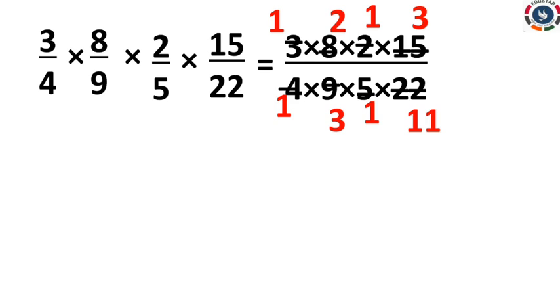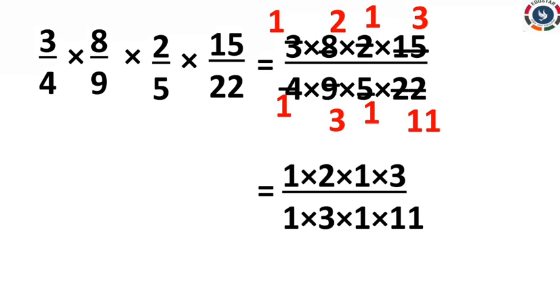Now we have the numerator and denominator values: 1 into 2 into 1 into 3 in the numerator, and in the denominator 1 into 3 into 1 into 11. The next step, you write all the numerator values and denominator values: 1 into 2 into 1 into 3 divided by 1 into 3 into 1 into 11. Here we have the same value, 3 and 3, so I am going to cancel them. 2, 3, 11 are all prime numbers, so they are co-prime also, and we can't divide any other values. So I am going to cancel these two same values.